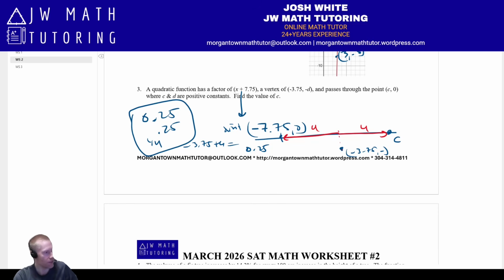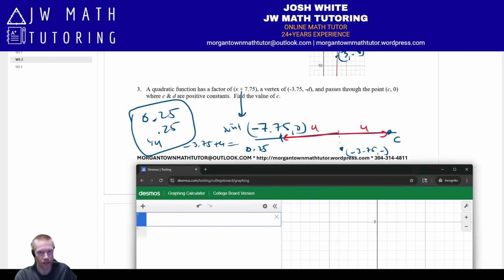Now, of course, you could go to Desmos and do this in Desmos. So what you would need to do is make a table, and you have negative 7.75, 0.